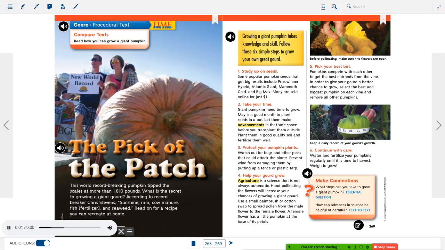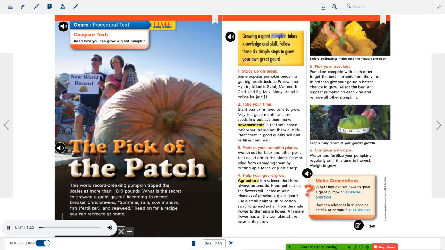Genre: Procedural text. Time for Kids. Compare texts. Read how you can grow a giant pumpkin. The pick of the patch. This world record-breaking pumpkin tipped the scales at more than 1,810 pounds. What is the secret to growing a giant gourd? According to record breaker Chris Stevens: sunshine, rain, cow manure, fish, fertilizer, and seaweed. Read on for a recipe you can recreate at home.